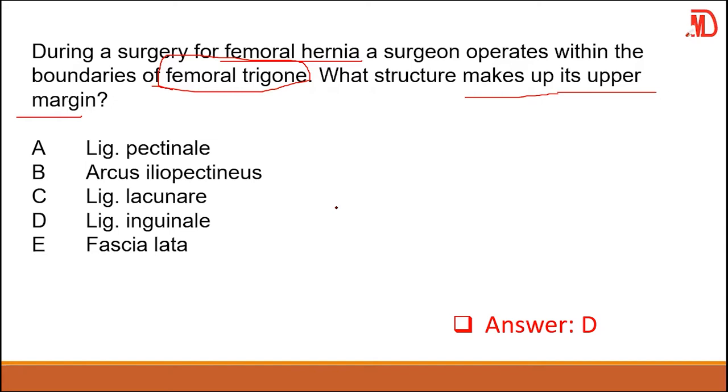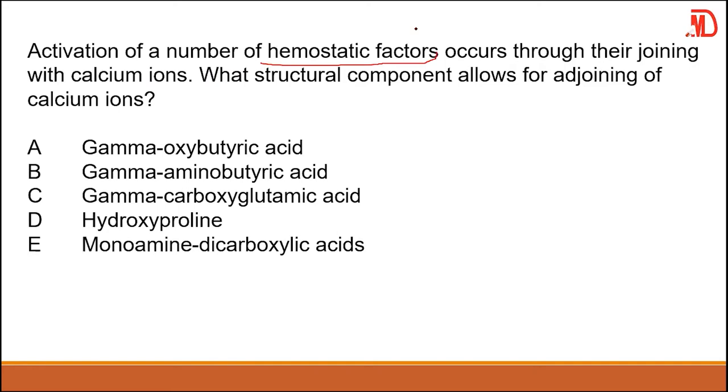Activation of a number of homeostatic factors occurs through their joining with calcium ions. What structural component allows for adjoining of calcium ions? First of all, what vitamin is involved in coagulation? I think cobalamin. Okay. Vitamin K? Yes. Cobalamin has to do with vitamin B12. Don't forget that. So over here, we're talking about vitamin K. Vitamin K is one of the major vitamins that is involved in coagulation.